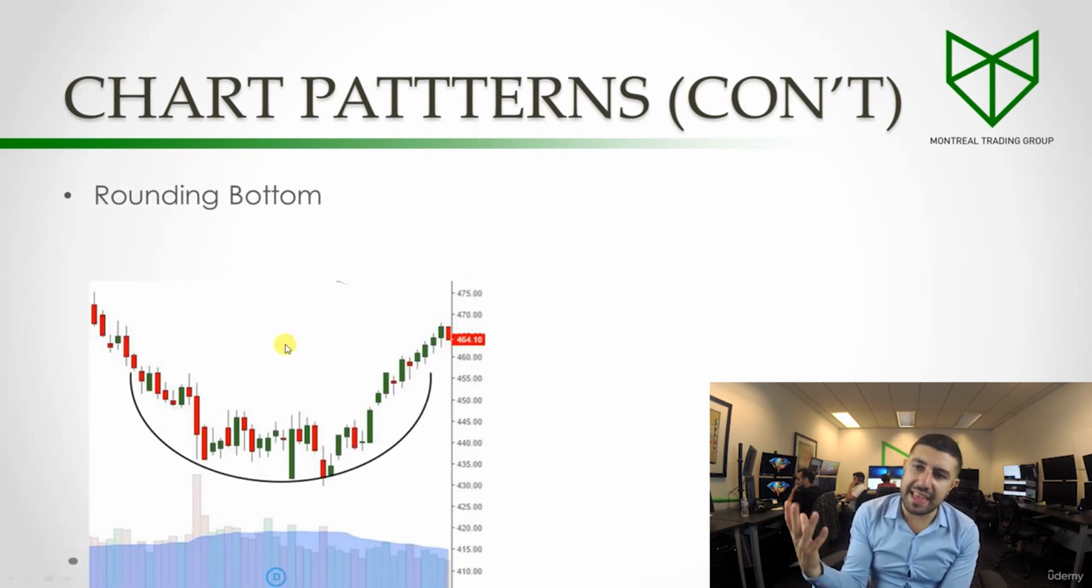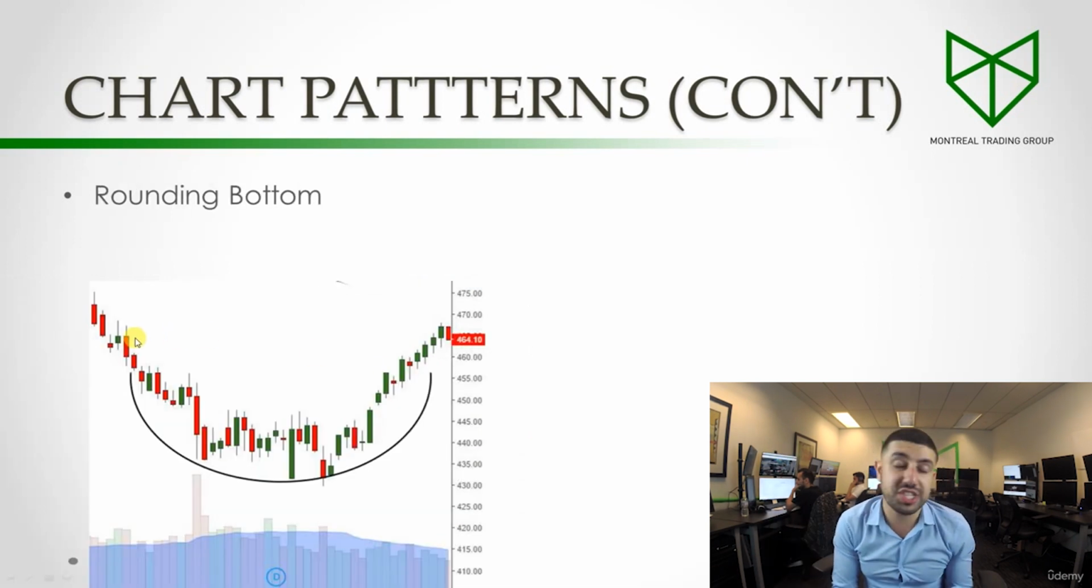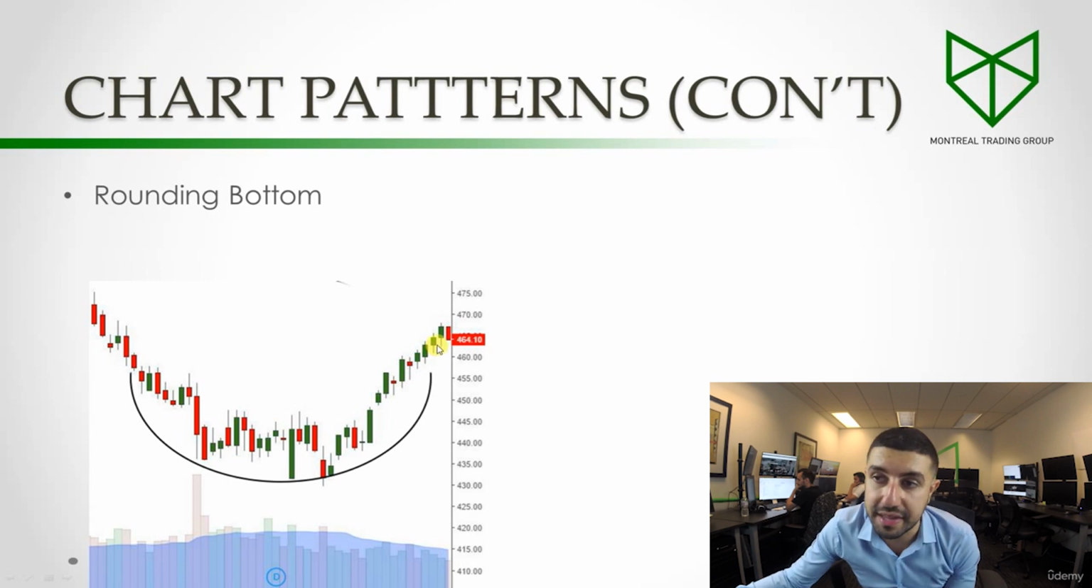And the last one is the rounding bottom, which is again the reason I put this one on, because it looks like the cup and handle, right? Because you have prices that are dropping, but then it slows, then picks up, and this is very likely. So it doesn't need to have the reconciliation. Very likely that it can keep going up.